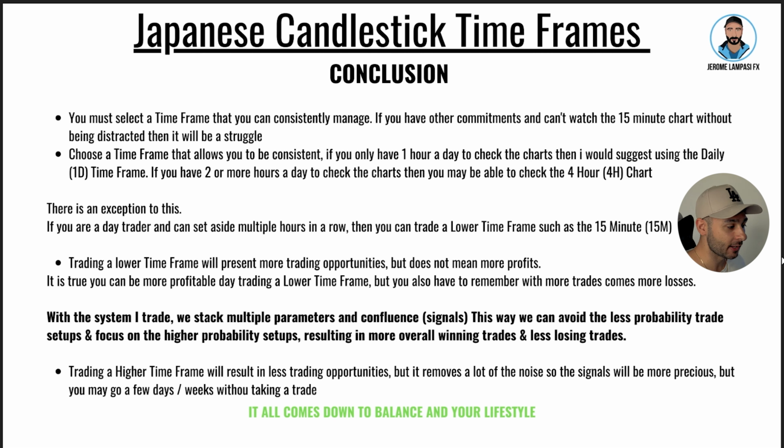So with the system I trade, we stack multiple parameters and confluence signals. This way we can avoid the lower probability trade setups and focus on higher probability trades, resulting in more overall winning trades and fewer losing trades. Trading a higher time frame will result in fewer trading opportunities, but it removes a lot of the noise, so the signals will be more precise, but you may go a few days, weeks without taking trades.